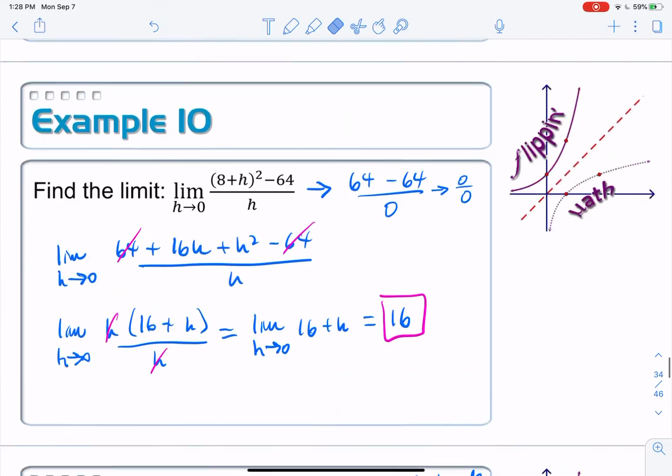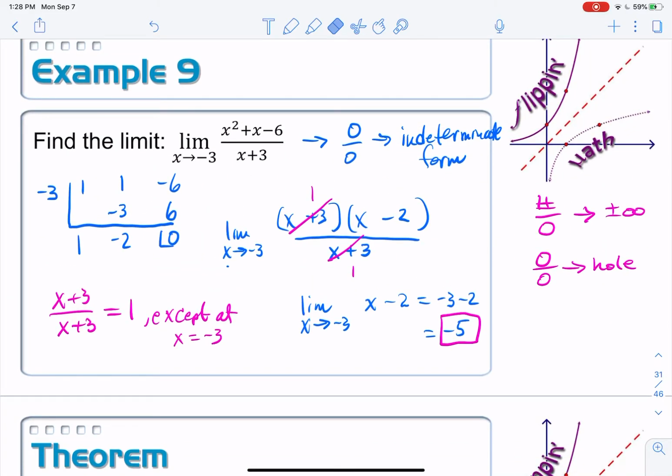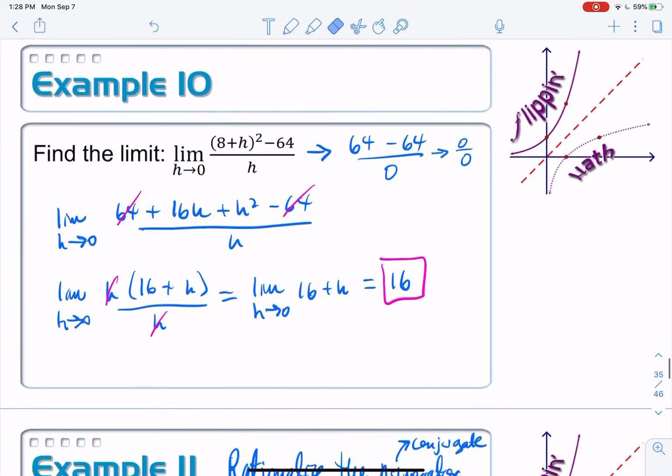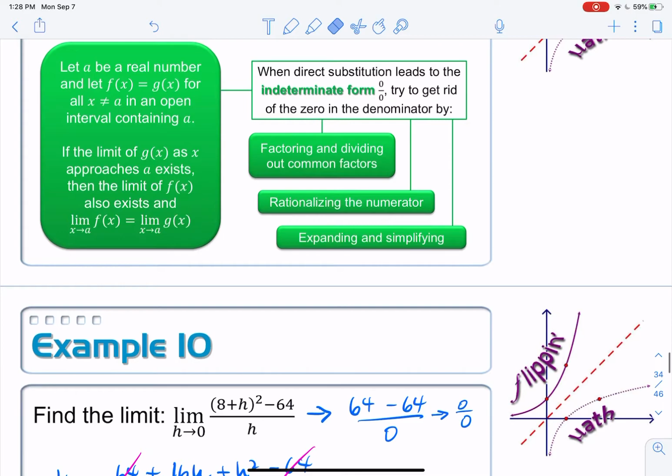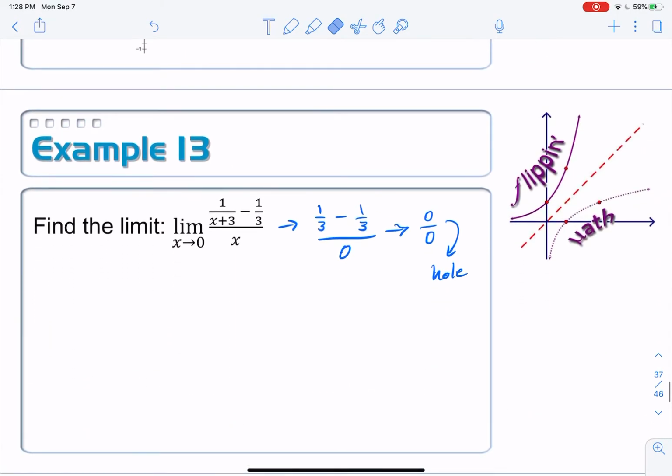And then, what was the first one that we did? Oh, that's right, we factored and we canceled out some common factors. All of those things are listed right there in green. And it doesn't look like there's anything that we could factor here. Well, let me ask you this.